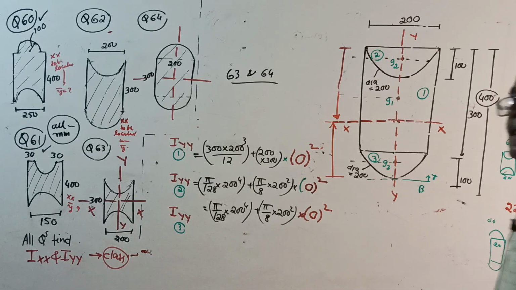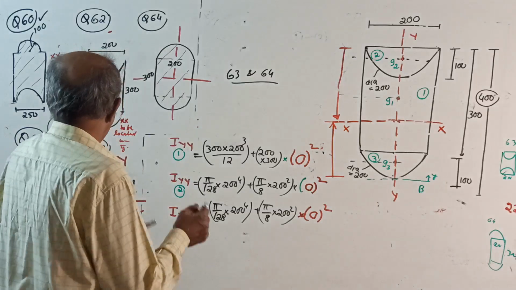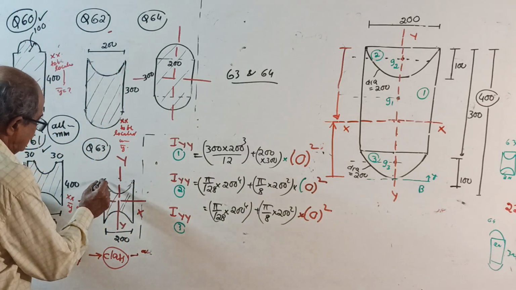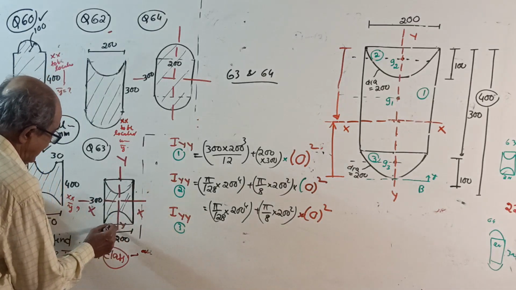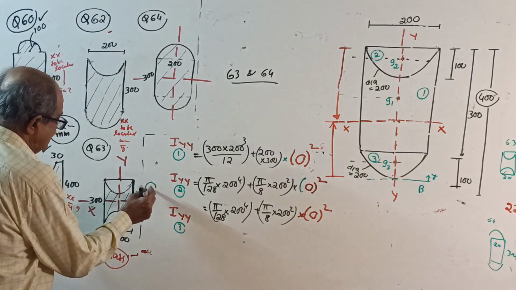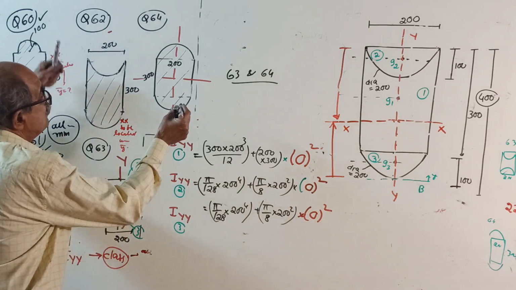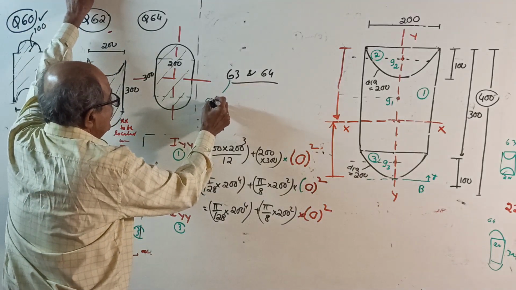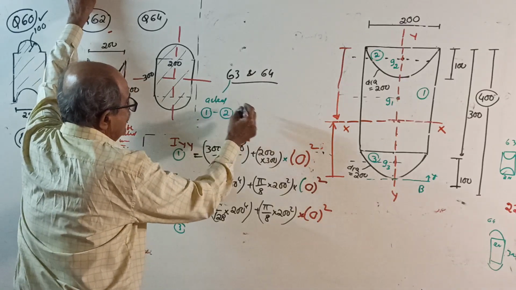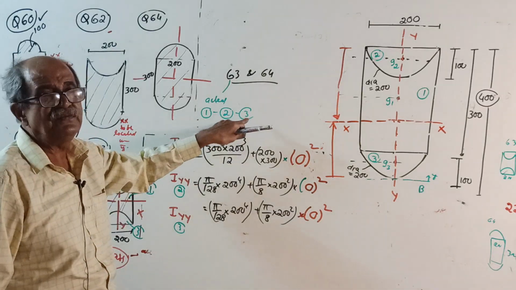Okay. Suddenly I remembered, before rubbing the board, one thing I should tell. For figure 63, I forgot to tell you, when you divide into parts, you take a rectangle here and this is your 1. Make a note. This rectangle is 1. This is cut out, 2. This also is cut out, 3. So, for figure 63, the actual is 1 minus 2 minus 3. So, final moment of inertia is I1 minus I2 minus I3.